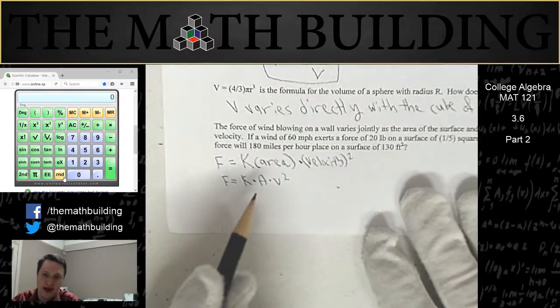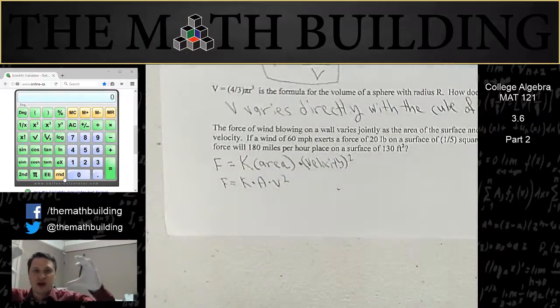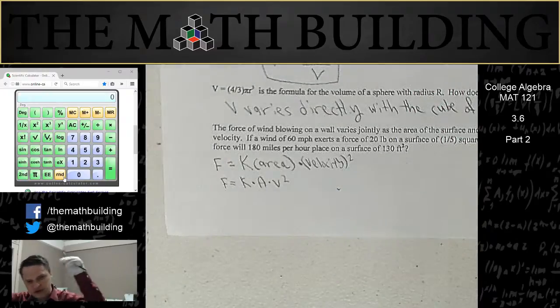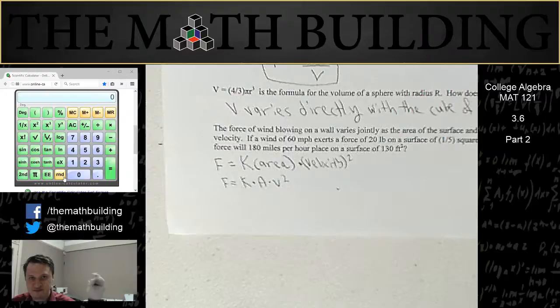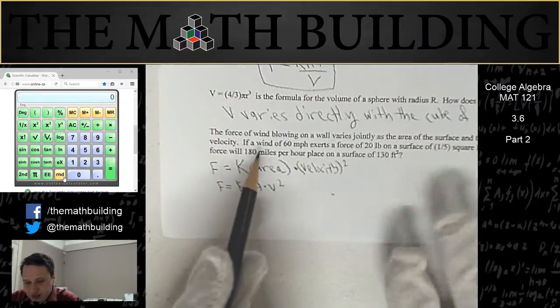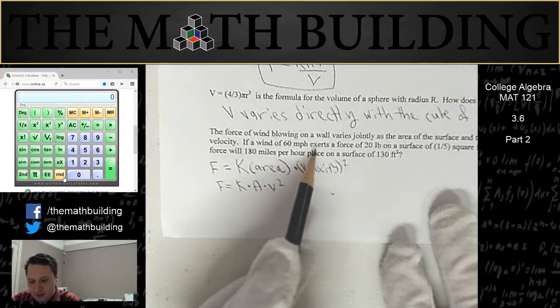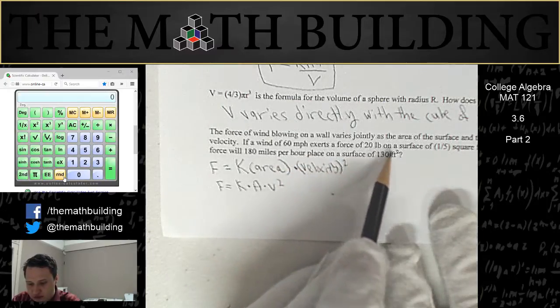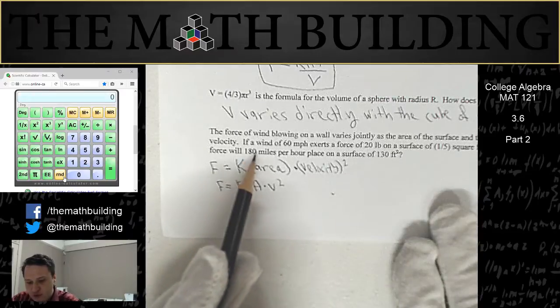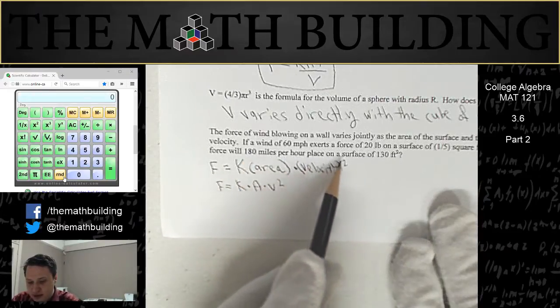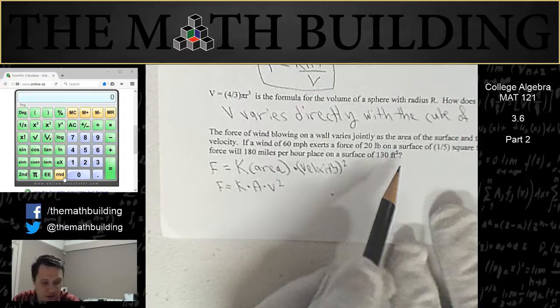So there's our formula. As the surface area of a wall increases, the force of wind on that wall goes up, and the square of the velocity. The faster the wind, the more force is on the wall. So if a wind of 60 miles an hour exerts a force of 20 pounds on a surface of 1/5 square feet, how much force will 180 miles per hour place on a surface of 130 square feet?